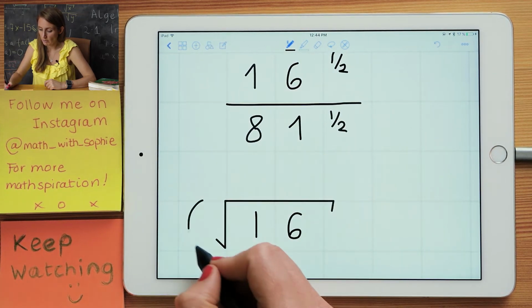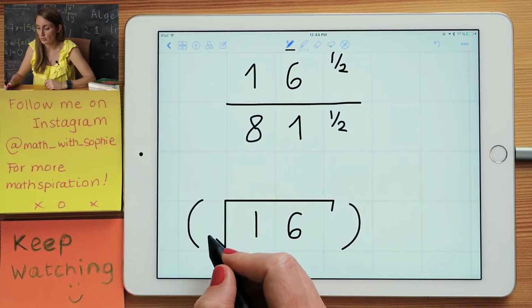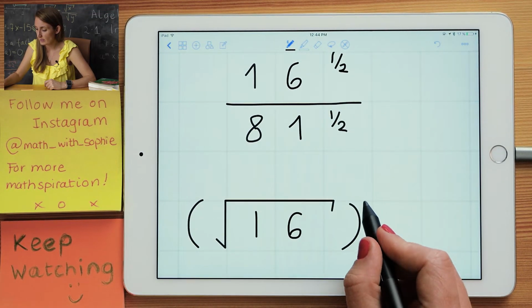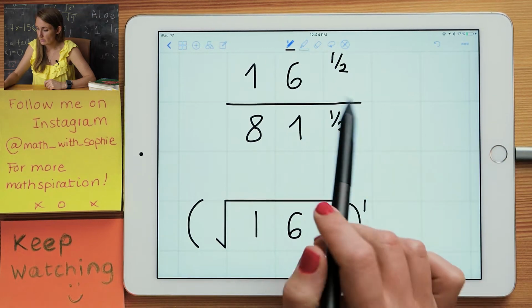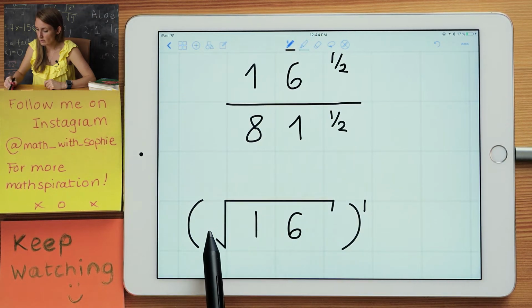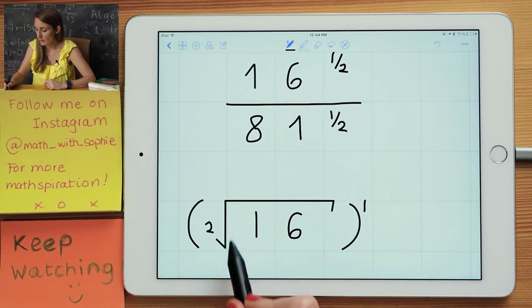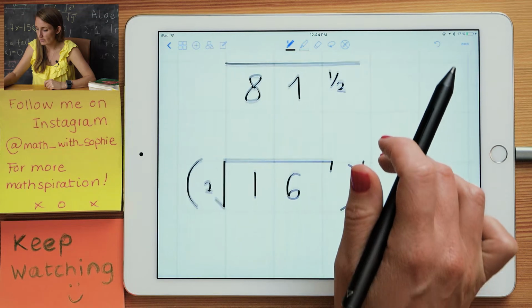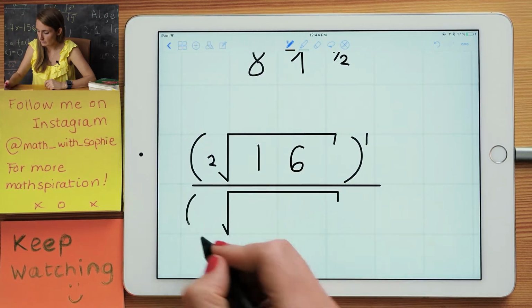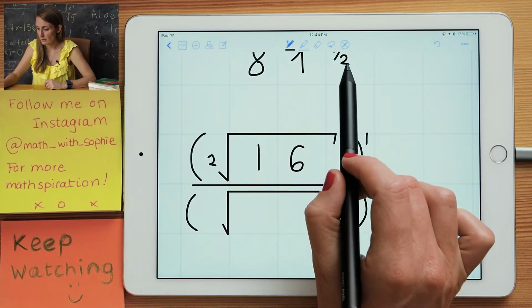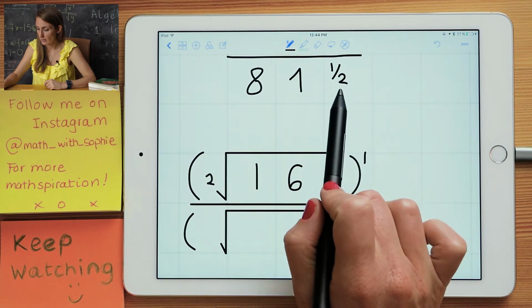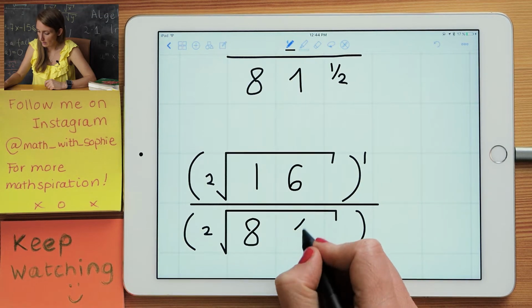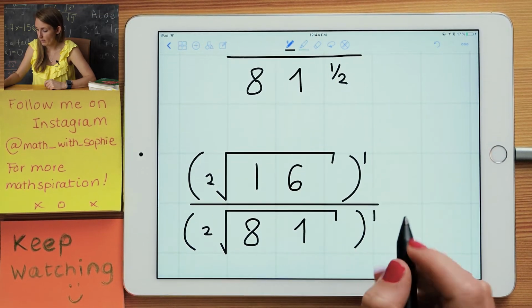Now remember, we don't usually write the 2. If you want to write the 2, it's not wrong. You won't be deducted any marks, but normally that's left blank. And on the outside here, we're going to put the power. So there's the 2, although it's imaginary. I could just write it in with the square root and the power on the outside. We're going to do exactly the same for the 81. So inside the bracket, we're going to have the square root, the bottom number of 81, and outside the power.